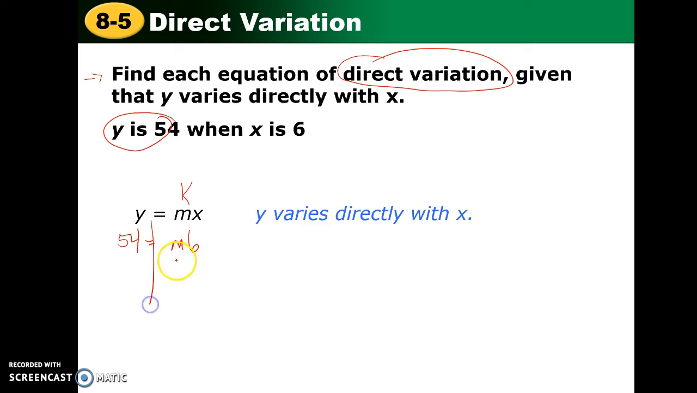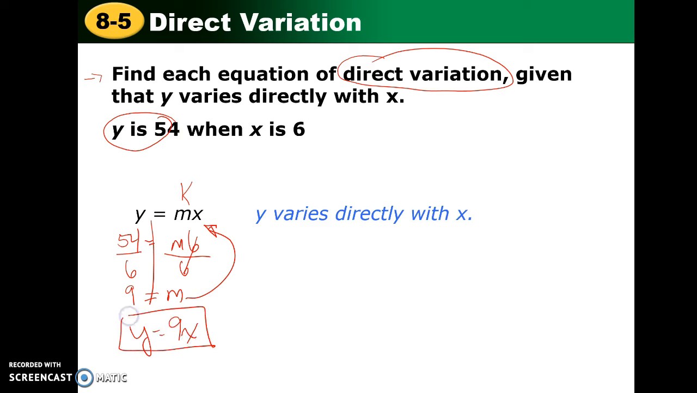So all I have to do is solve this equation for m. That is m times 6. The opposite is divide. I divide both sides by 6. Now I have m equals 9. So I plug it back into this equation, y equals mx, and I have y equals 9x. Here is my equation of direct variation, where I know what y is and I know what x is. When I know a point, I can come up with a direct variation equation pretty easily.